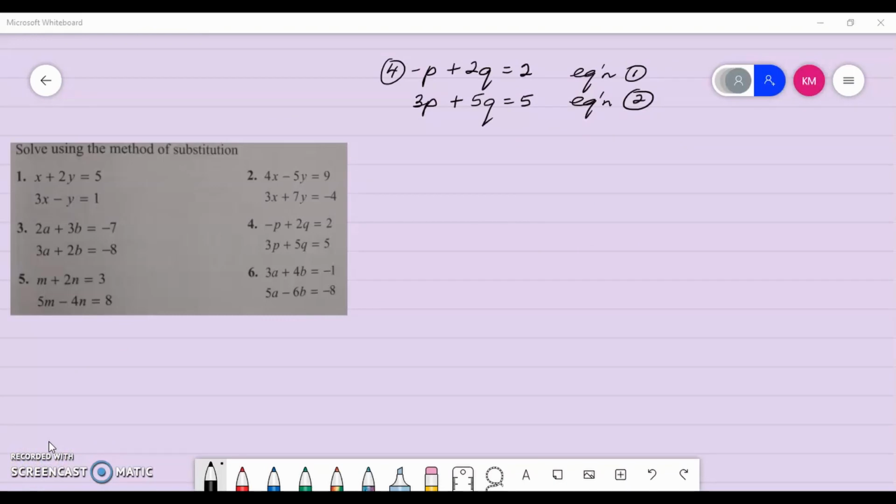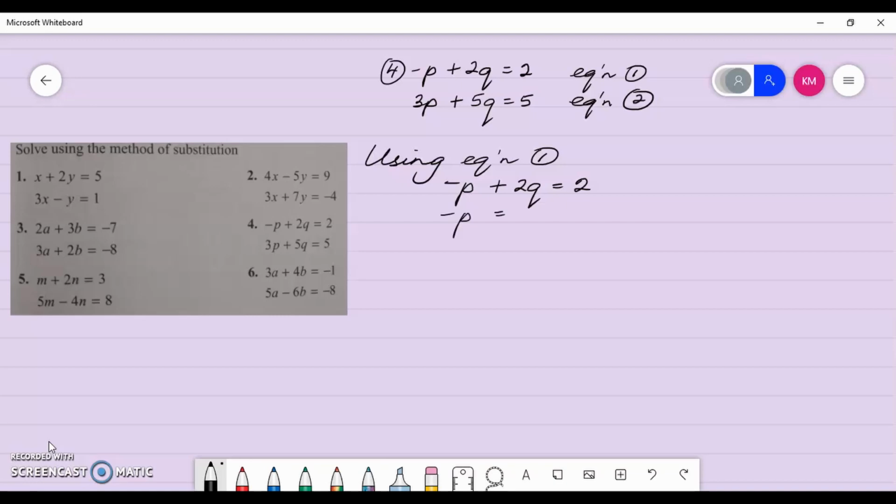So my equation for number 4 reads negative p plus 2q equals 2 and 3p plus 5q equals 5. My first step, label my equations. Equation 1, equation 2. My next step, I choose an equation. So I'm going to choose equation 1. Using equation 1, I write back my equation, that's negative p plus 2q equals 2. And I make either p or q the subject of my equation. So I'm going to decide that I want p being the subject of my equation.